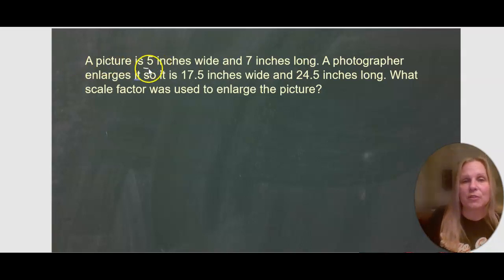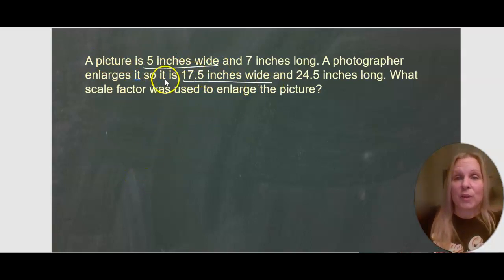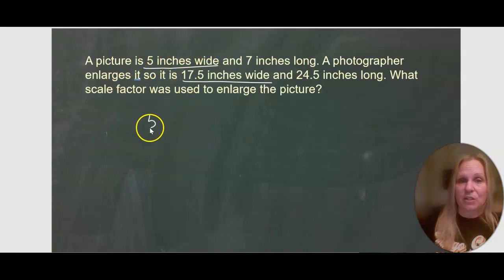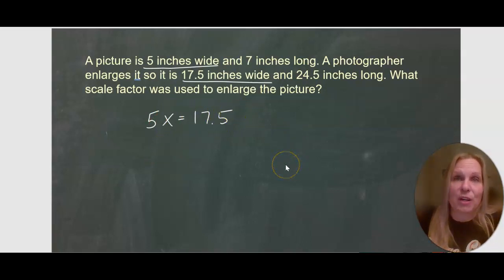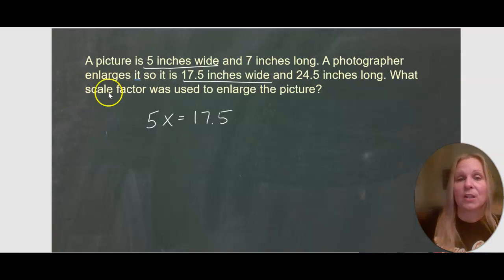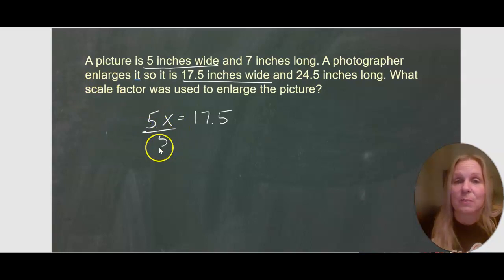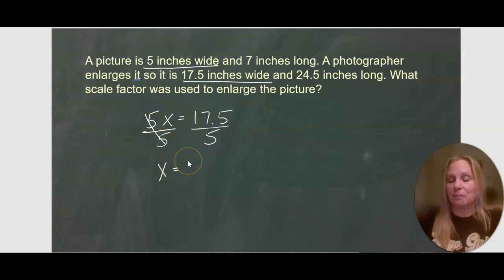So I'm going to use the 5 inches wide and the 17.5 inches wide. I know that I started out with 5 inches and then I multiplied by something to get 17.5 inches. So now I'm trying to figure out what was the scale factor? What did I multiply the original by to get the new enlarged picture? So solve the equation. Divide by 5, divide by 5. X is equal to, I don't know what that is. 3 and something.